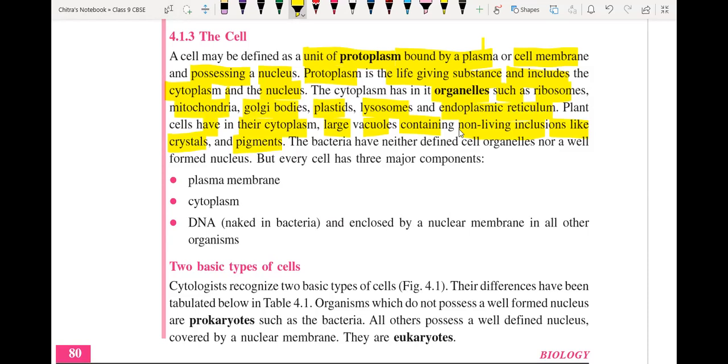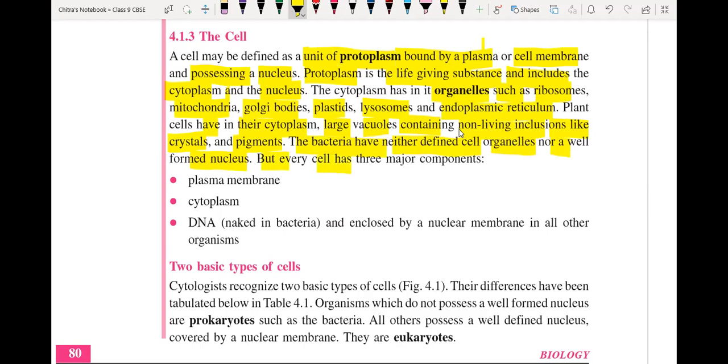They are responsible for absorbing radiant energy from the light. Okay, the bacteria have neither a definite shell of organelles nor a well-formed nucleus, which means they are formed by the prokaryotic cell, meaning they do not have a well-defined nucleus in their cell. Even most of the cell organelles are absent in the bacterial cell. That's why they are placed in the prokaryotic cell.